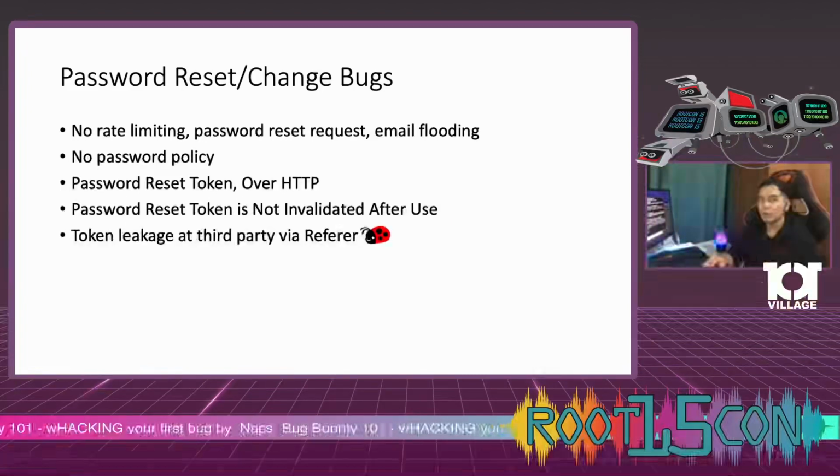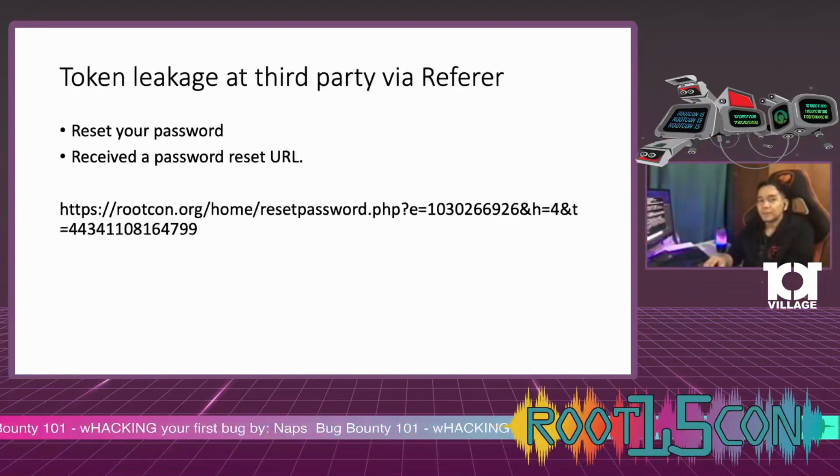Okay, let's move on. Token leakage at a third party via referrer. What you can do to check if the password reset token is leaking at a third party is to copy the URL of the password reset. In this example, our password reset is rootcon.org home reset. As you can see, that's the password reset URL, just an example.